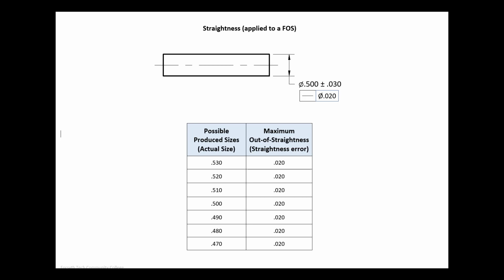Looking at the possible produced size of 530 thousandths, you should notice something different when compared to the previous example where we had the geometric control assigned to a surface. When the actual size of the part is measuring at its MMC value, we're allowed a form tolerance even though the part is at its maximum material condition. This is because rule number 1 is overridden when the straightness form control is assigned to a feature of size.